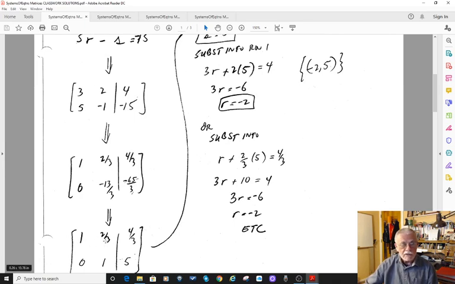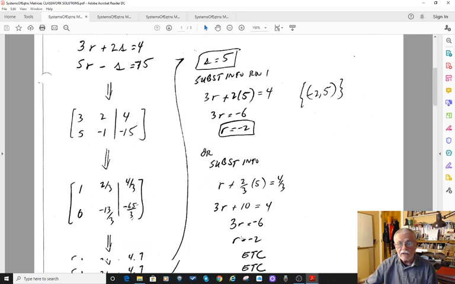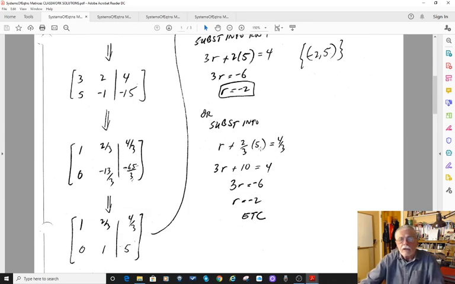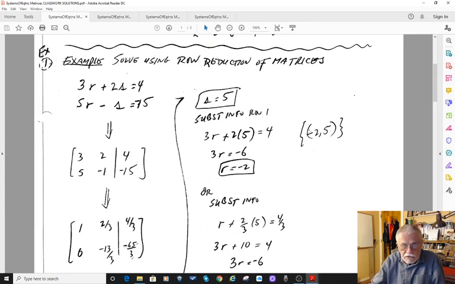Or I could have been a purist if I wanted to and substitute it into here, right? I have 1r plus 2/3 s equals 4/3, and in place of s, which I got up here, I'm going to put in a 5. So I have to do some arithmetic. A good way to handle this is to multiply everything by 3, because this is the bottom of the fraction here. This is r over 1, so 3 is the LCD. If I multiply each of these 3 terms by 3, I get 3r, I get 2 times 5 is 10, and I get a 4. So I get 3r plus 10 is 4, 3r is negative 6, r is negative 2. That gives us our solution.